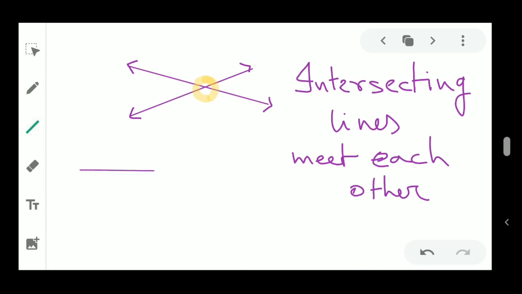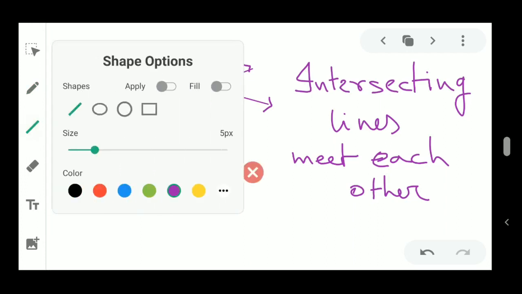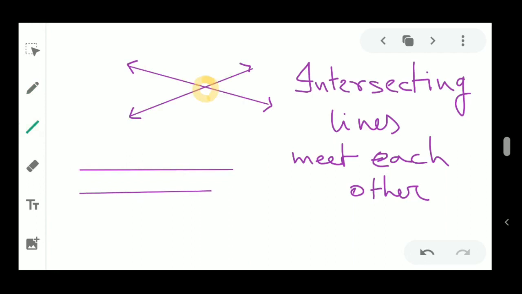But if two lines are such that they never meet each other, see, these are two lines which will never meet. I know for lines I have to make the arrow, because lines don't have any kind of ends. So when two lines never meet each other, they are called parallel lines.